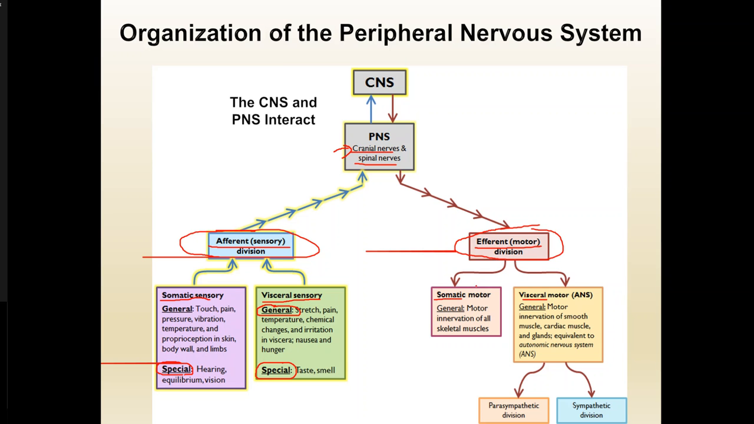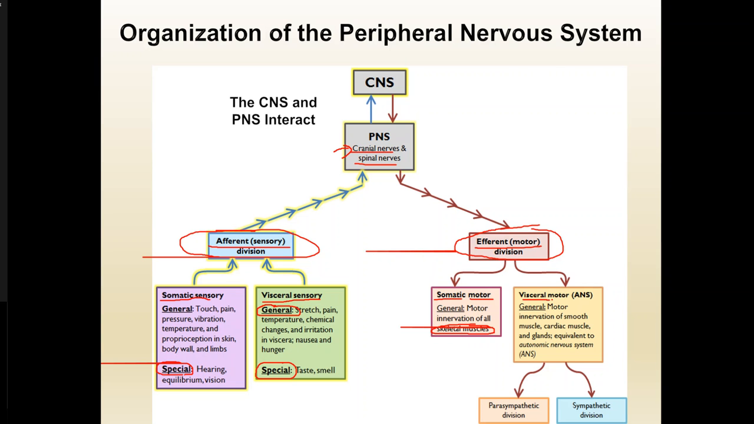And your somatic, this is very simple because your somatic motor efferent division just refers to the innervation of the skeletal muscle. This is all the voluntary. This refers to all the voluntary movements that you do with your body.